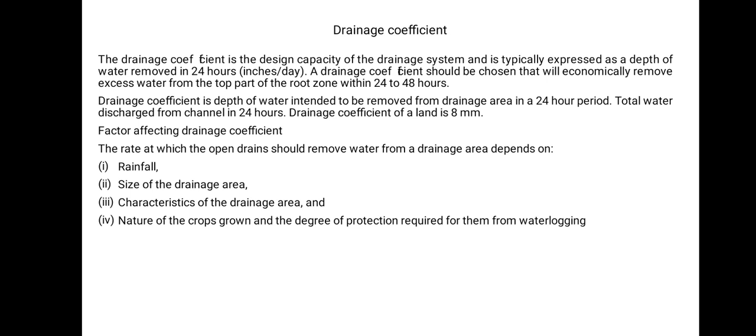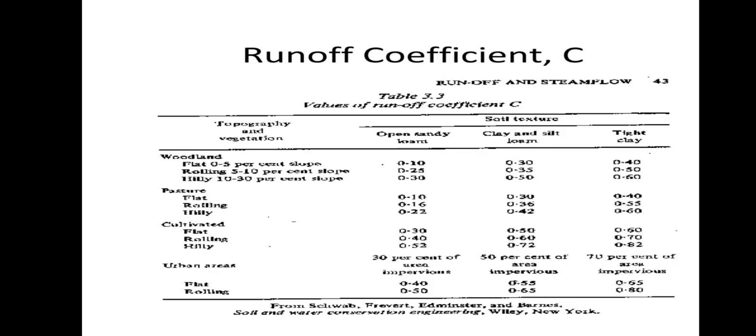Then drainage coefficient. The drainage coefficient is the design capacity of the drainage system and is typically expressed as a depth of water removed in 24 hours. A drainage coefficient should be chosen that will economically remove excess water from the top part of the root zone within 24 to 48 hours. So these are some of the coefficients for different topographic soils.